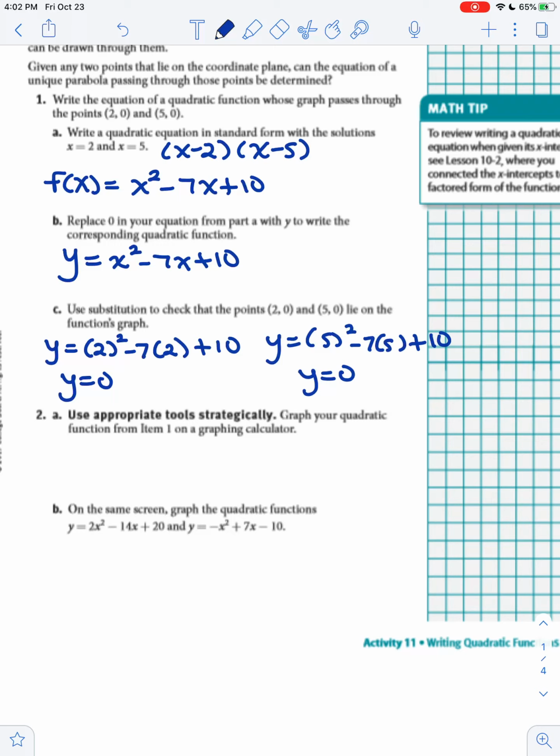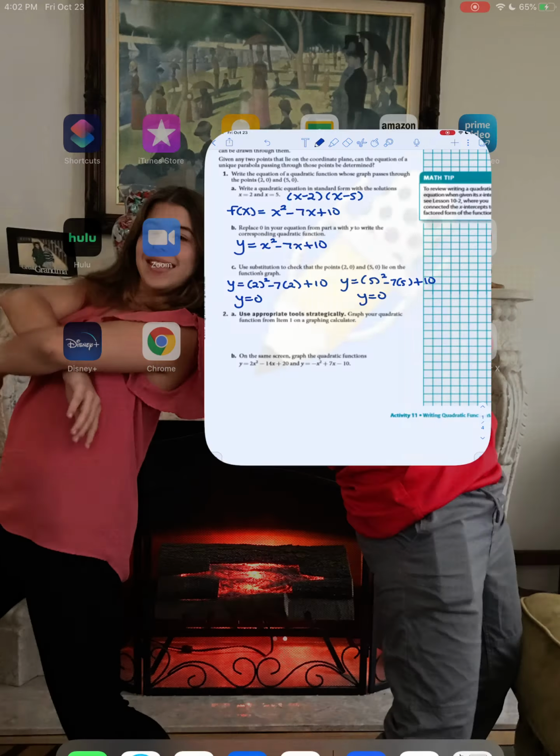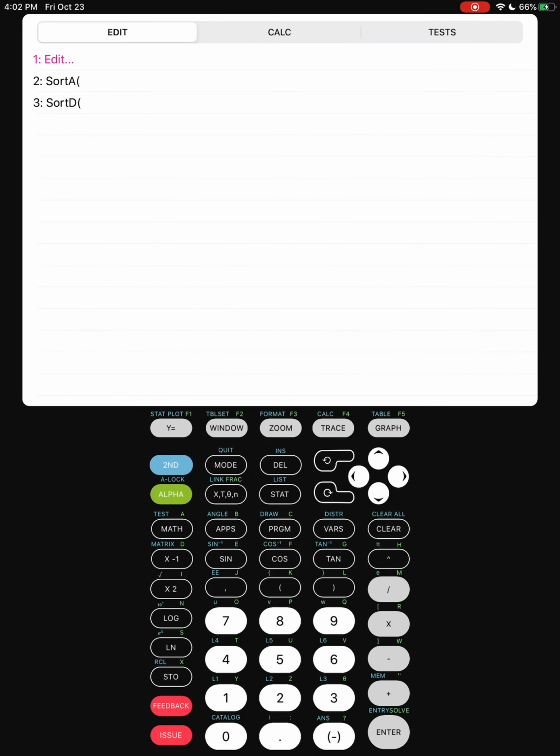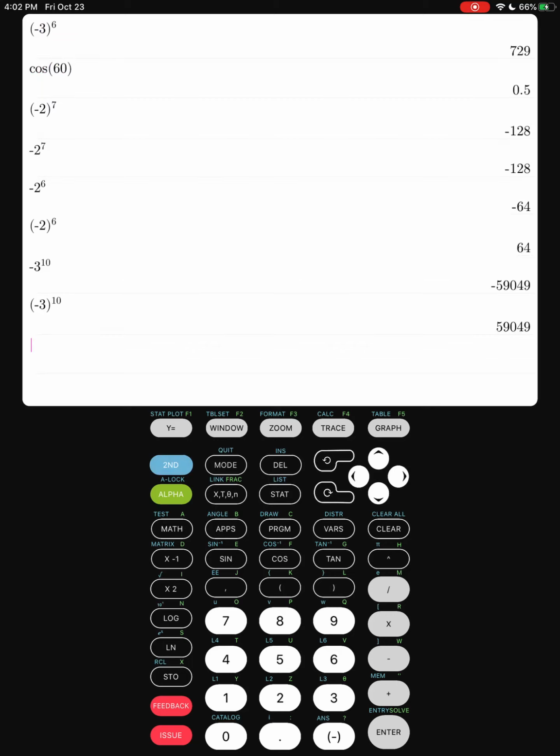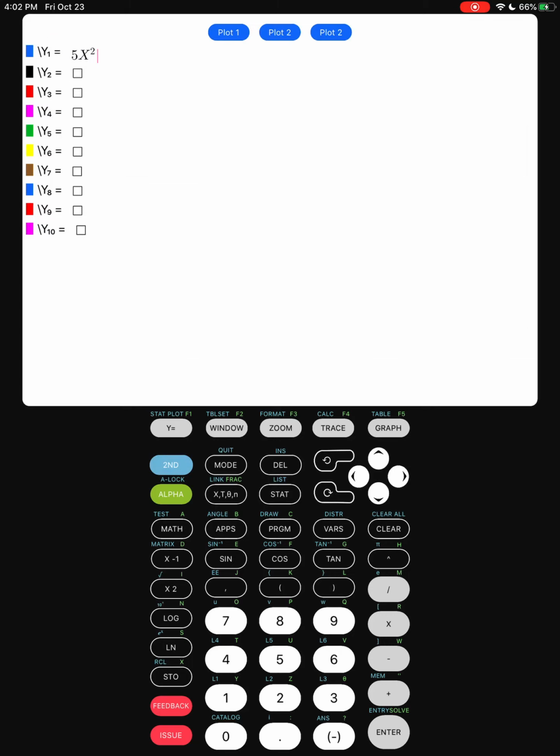So now it's going to ask you to graph your quadratic function from item 1 on a graphing calculator and to also graph 2 other functions on the calculator. So I'm going to switch over to my graphing calculator. If you have yours, you can do the same and we will be able to take a look at the graphs. So let's go back to our y equals here and clear that out. So I'm going to plug in the equation that we just wrote, which is x squared, then it's minus 7x, and finally plus 10.